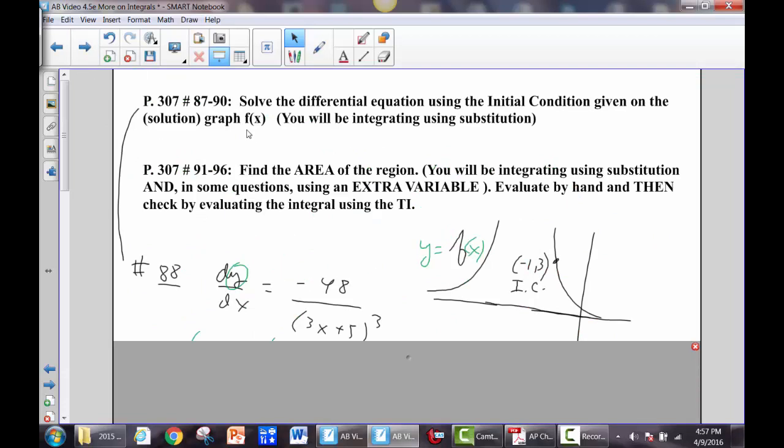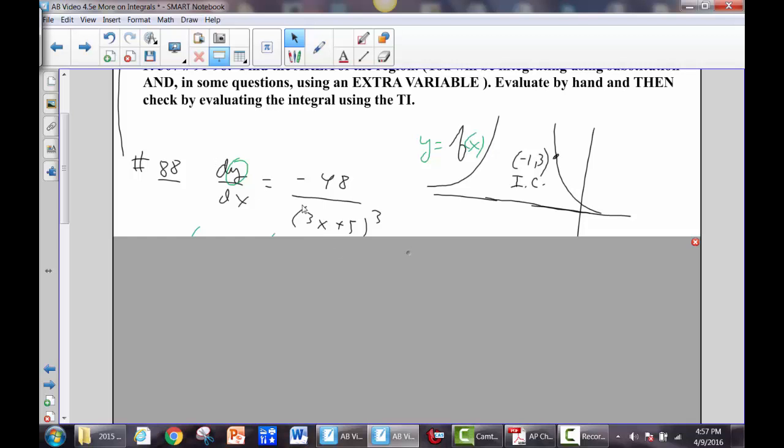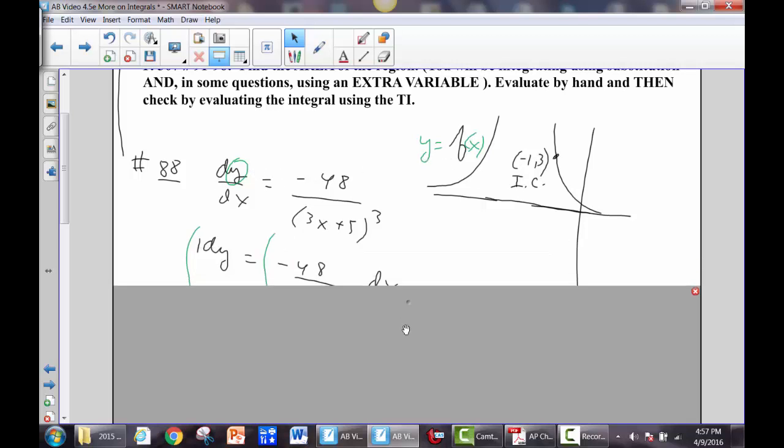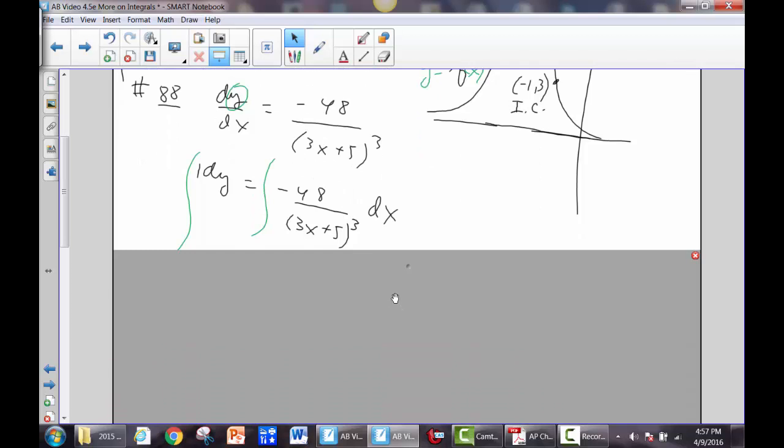Okay, in 87 through 90, solve the differential equation using the initial condition given on the solution graph f of x. So again, old stuff, differential equation, and then they give you this graph, okay? And this is the graph of the solution equation. This is the graph of y. So separate the variables, integrate both sides. You'll let u equal 3x plus 5.